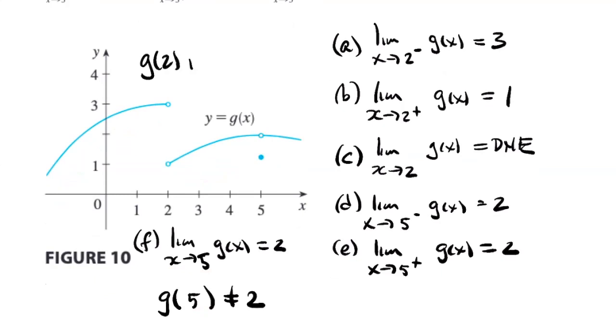g of 2 is not defined. There's no dot above x equals 2. So you can talk about limits independent of the function value, is the point. Okay?